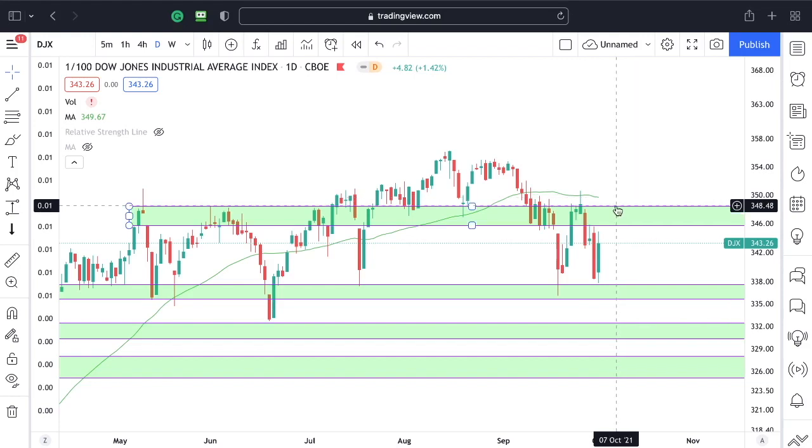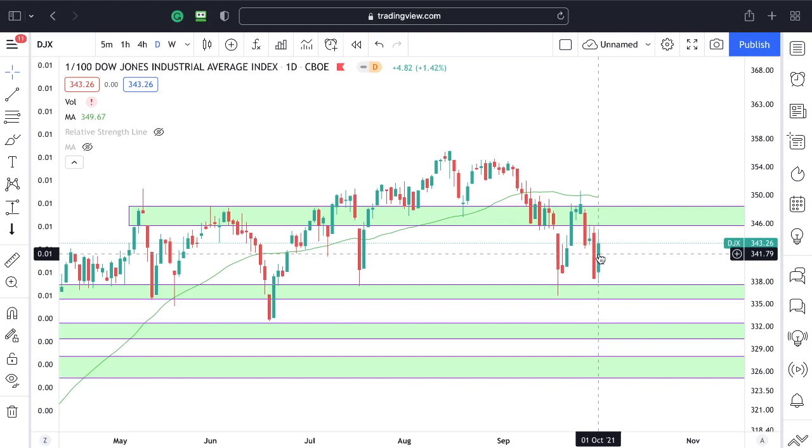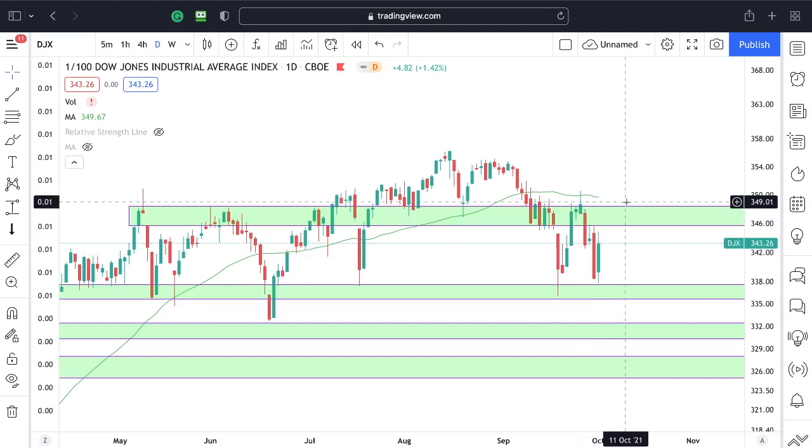If I'm looking for strength in the Dow Jones, I want to see the Dow Jones breaking above this price area and breaking above this resistance and managing to hold above this resistance. That's a quick analysis of the Dow Jones. Now let's take a look at the Nasdaq.